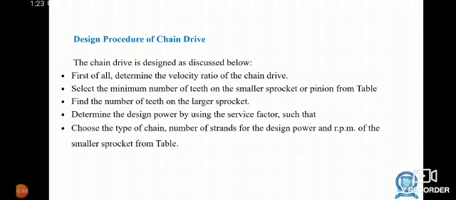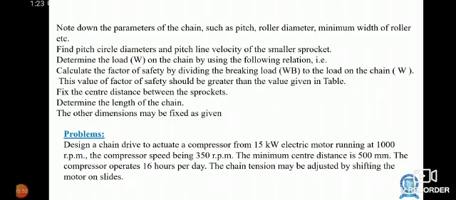Determine the design power by using the service factor. Choose the type of chain and number of strands for the design power and RPM of the smaller sprocket. Note down the parameters of the chain, such as pitch, roller diameter, and minimum width of the roller. Find the pitch circle diameter and pitch line velocity of the smaller sprocket.